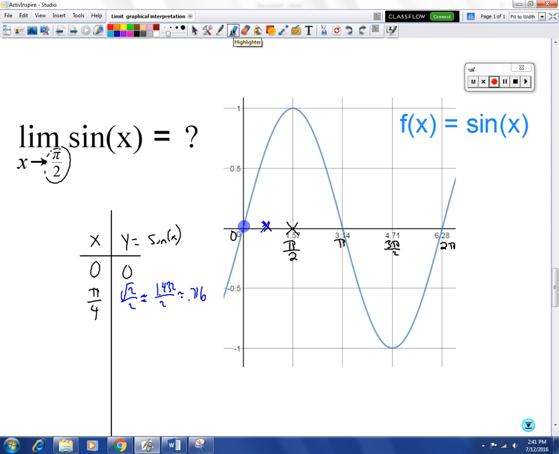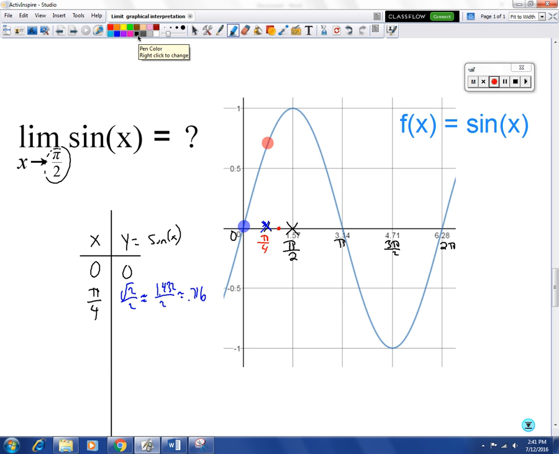Let's do that in red. Whoops, I've gotten ahead of myself. This is pi over 4, halfway between 0 and pi over 2. Pi over 4, excuse me, is about 0.707. So about 3/4 of the way up.